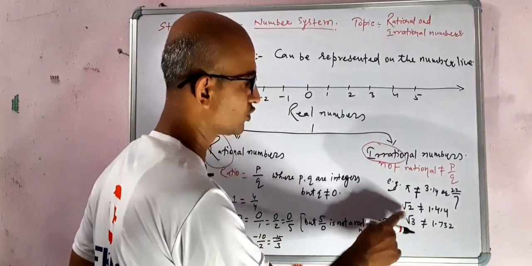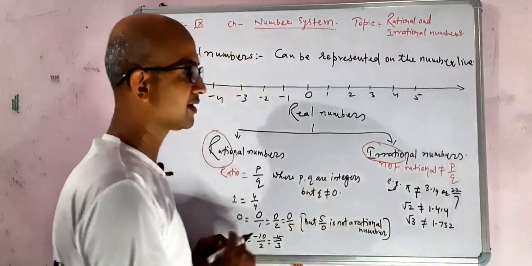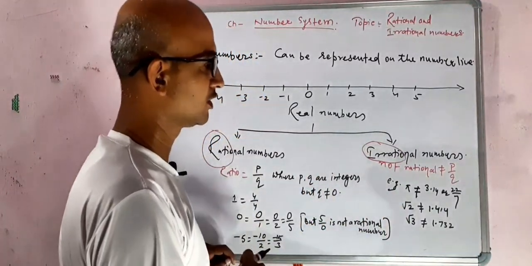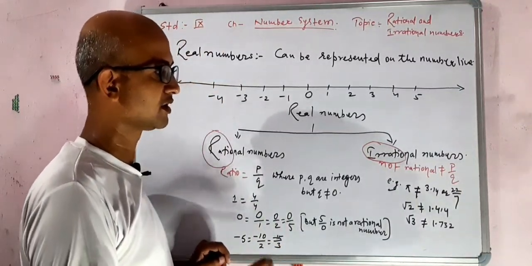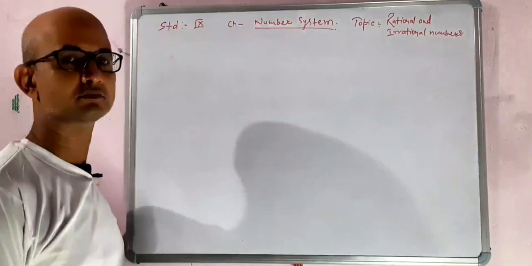Pi, root 2, root 3, these all are examples of irrational numbers because these numbers cannot be expressed in the form of p by q.